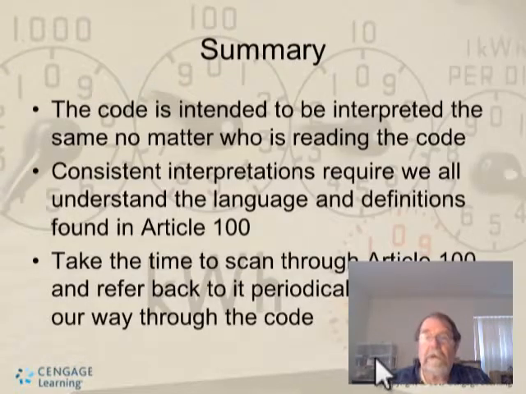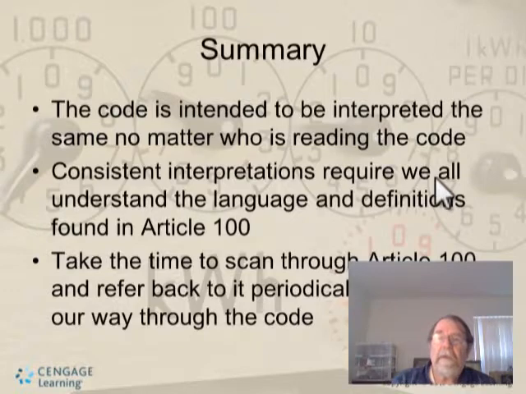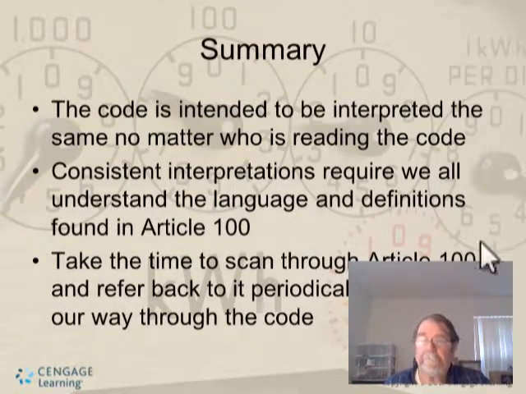Now I'm going to summarize. This code is intended to be interpreted the same no matter who is reading the code. Consistent interpretations require that we all understand the language and definitions found in Article 100. And we will take the time to scan through Article 100 and refer back to it periodically as we work our way through the code.